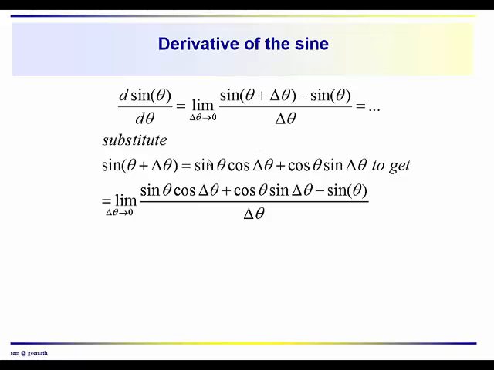So we'll substitute sine of theta plus delta theta equals sine theta cosine delta theta plus cosine theta sine delta theta to get this ratio here: sine theta cosine delta theta plus cosine theta sine delta theta minus sine of theta, divided by delta theta.